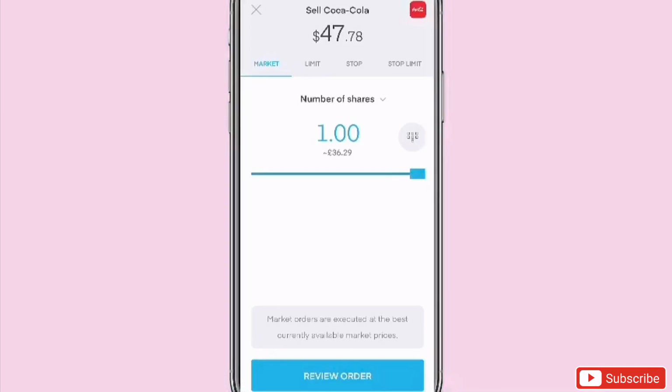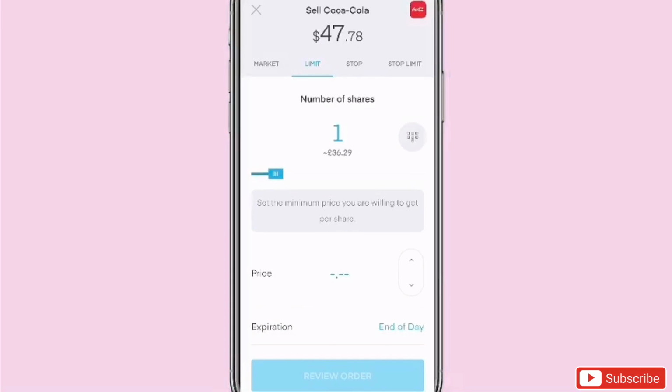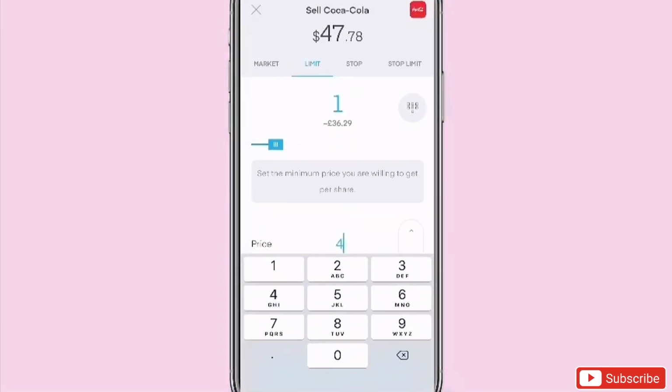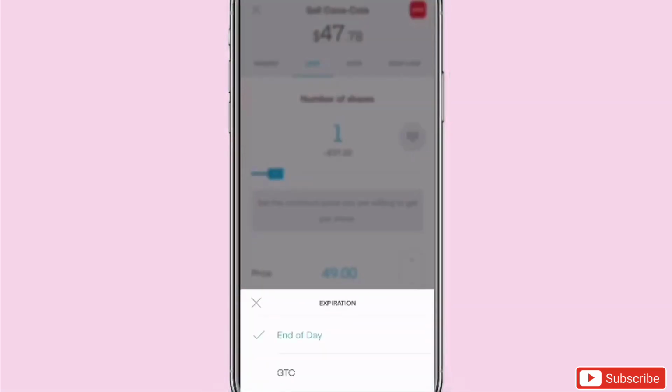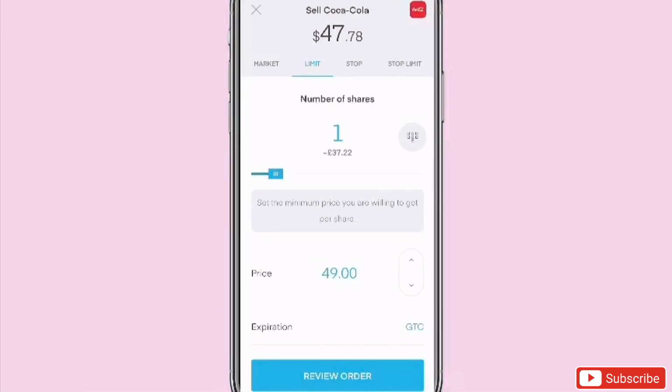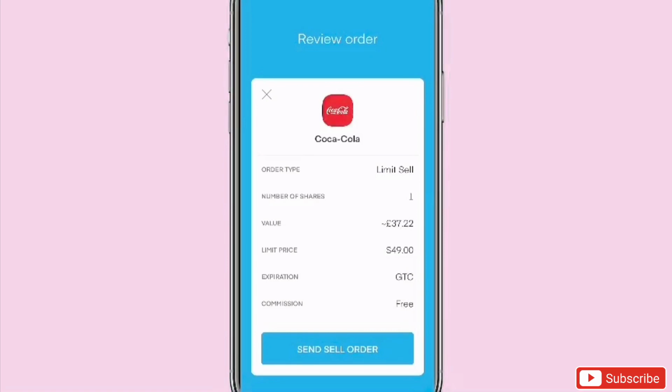So let's say you wanted to do a limit order here. You wanted to sell one share of Coca-Cola, but you are only willing to sell it for $49. So you don't want to have to keep going onto this platform every single day to potentially see if it's gone up to $49 to sell it yet. You can just tell the platform, I want to sell this when it gets to $49. I want this to just carry on until I tell you otherwise. Put the sell order in and review my order. Now, when it hits $49, this is now going to sell my share.